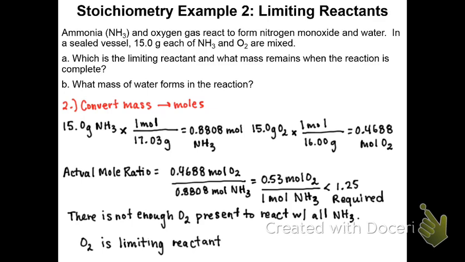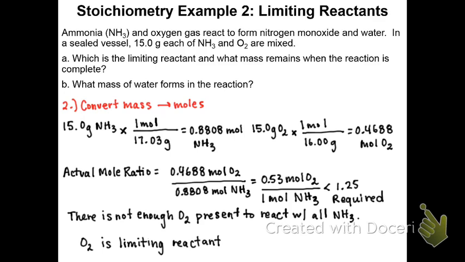The important part here is that now that we know that oxygen is the limiting reactant, when we do the rest of our calculations, we need to use the number of moles of oxygen in them. If we use moles of ammonia, we won't get the right answer because we have more ammonia present than we can react with all of the oxygen. So there will be ammonia left over, and so we have to base our calculations on oxygen.